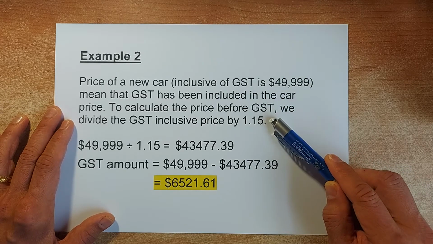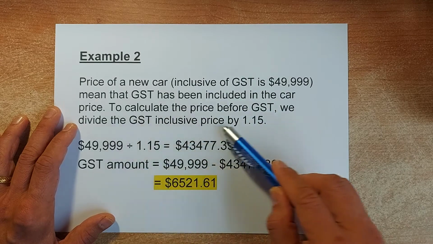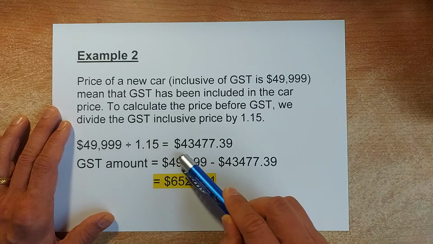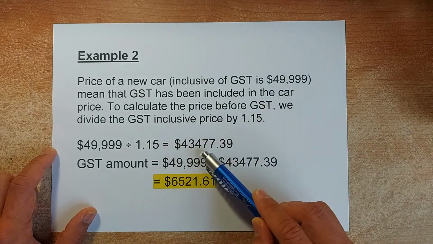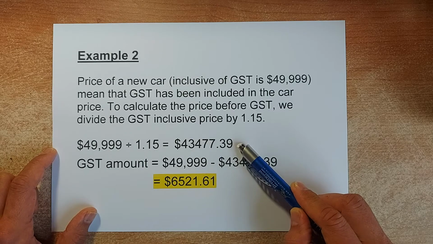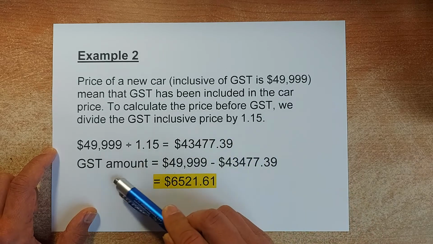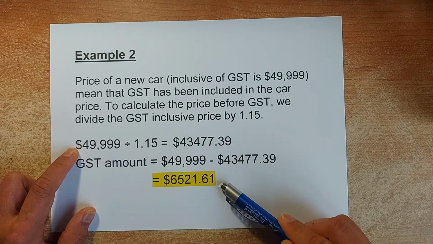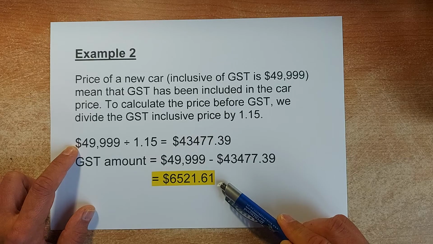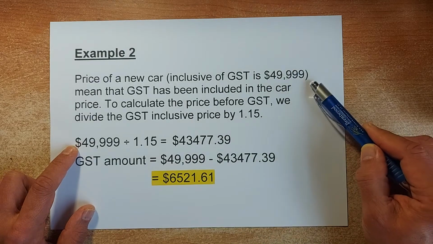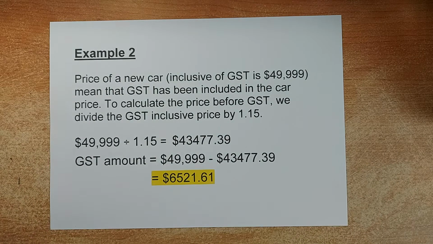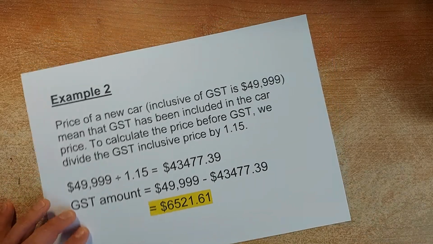To calculate the price before GST, as I said before, you divide the price by 1.15. So 49,999 divided by 1.15 will give you, put it in your calculator, it's going to be 43,477.39. So how much tax could the government collect from you? It's going to be that number, 49,999 minus 43,477.39, and the amount taxable is 6,521.61. So a price that costs 49,999 is actually taxable. The tax amount is $6,521.